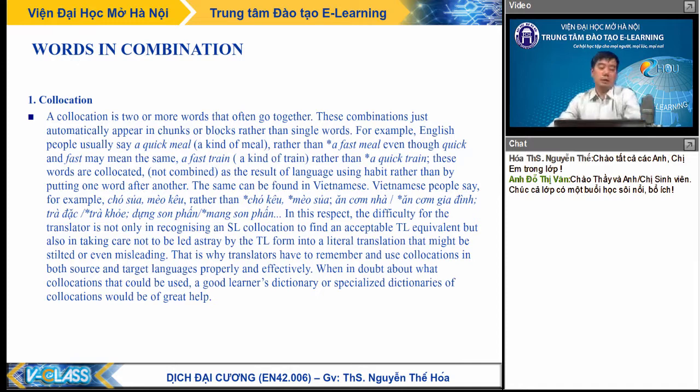It means that several words come together. They stay side by side. And when we use a collocation, we have the whole phrase. For example, we say quick meal, fast food, and then say fast train, or bread and butter. It is called collocation.